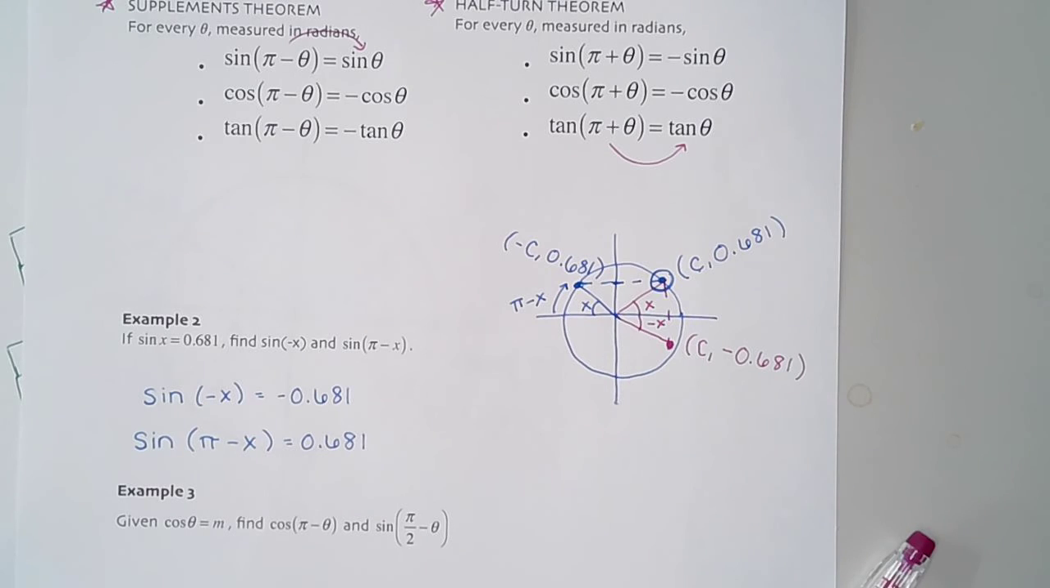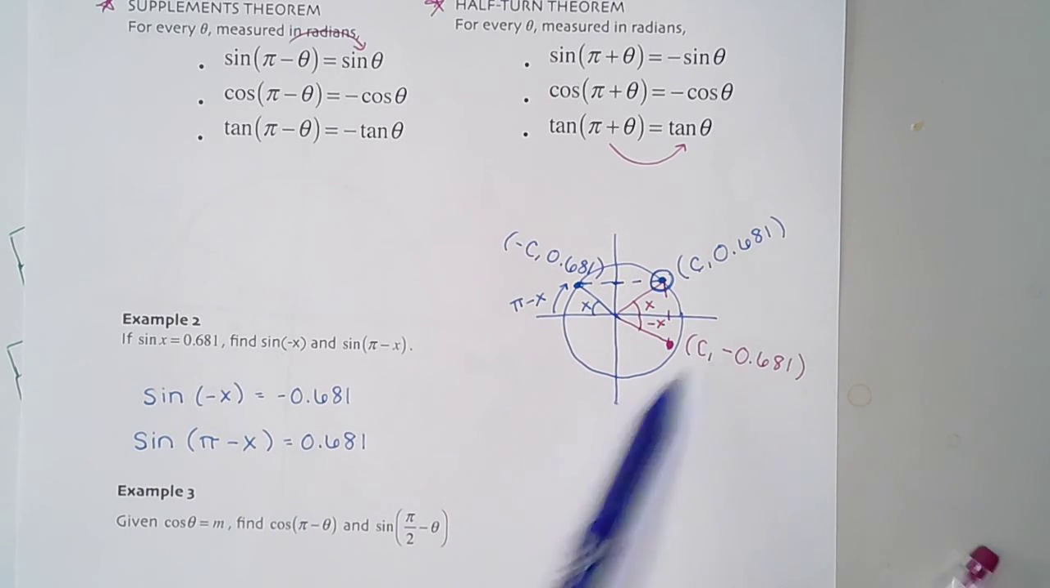So I really think that the best thing you can do for yourself in this section is just familiarize yourself with what are they talking about when they say negative x? What are they talking about when they say pi minus x? What are they talking about when they say pi plus x? You should know where all three of those angles live.